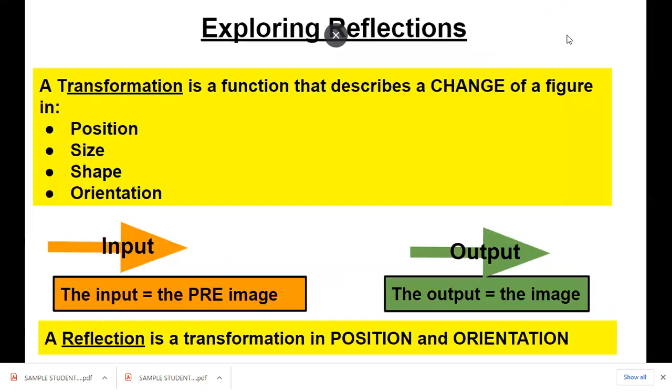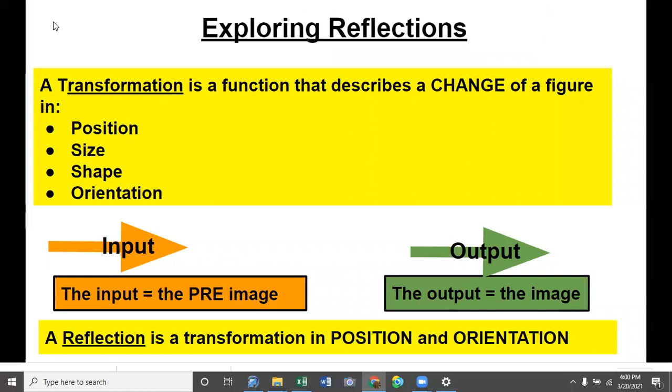So let's talk a little bit about reflections. A transformation is a function that describes a change of a figure in position, size, shape, and now we're going to add orientation. Remember, the translation didn't change the orientation, it was a slide. So the input is called the preimage and the output is called the image. A reflection, at the bottom of the screen there, is a transformation in position and orientation.